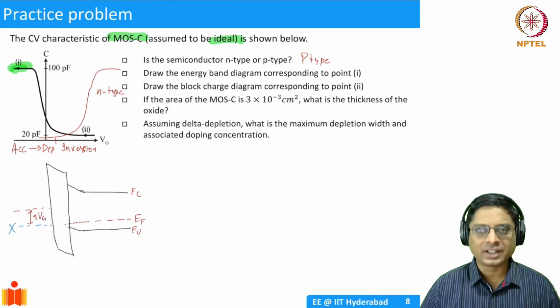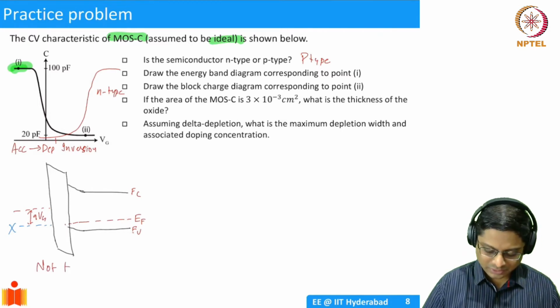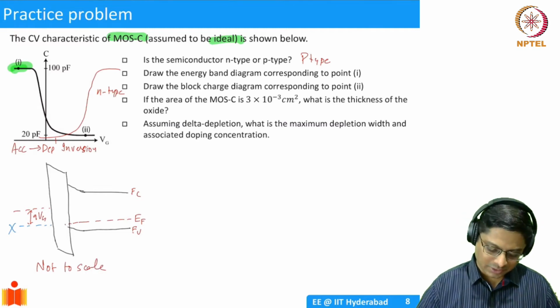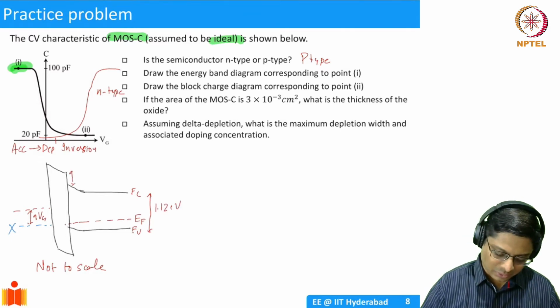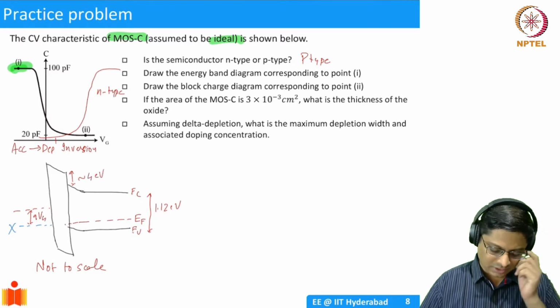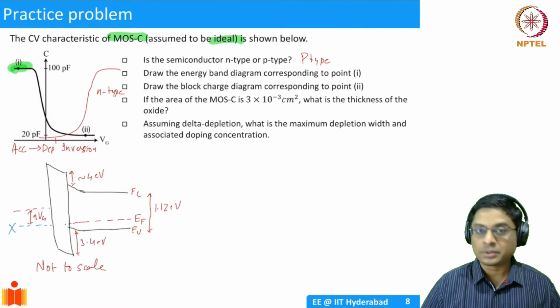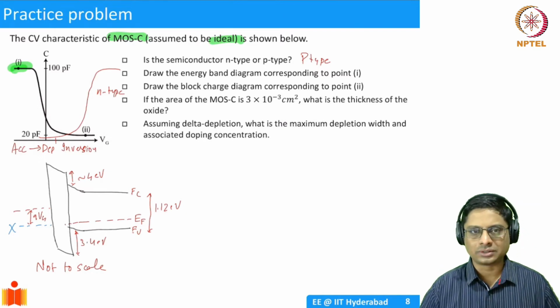So this is how a band diagram looks like. Of course, always this is not to scale, right? We remember this always. We are only showing the essential physics because this distance is going to be 1.12 eV, the band gap of silicon. And this we saw was close to 3 eV, or even 4 eV. Electron affinity was close to 4 eV for silicon. And this is close to maybe 3 to 4 eV. So we are not drawing it to scale, okay? But we are showing the essential physics, that's all, okay?